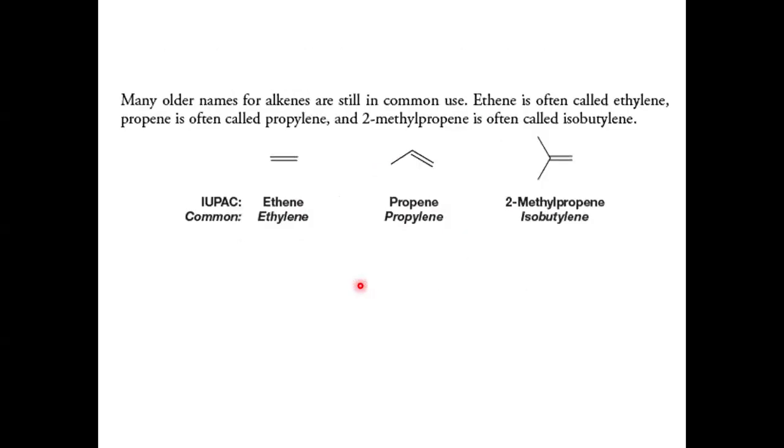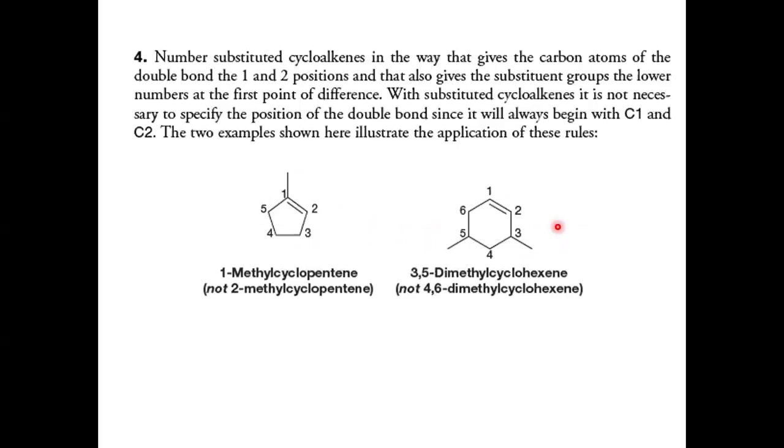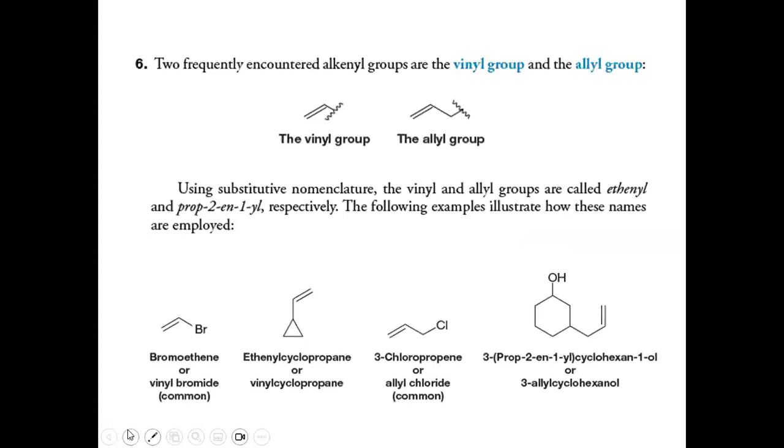Many older names for alkenes are still in common use, so we have to remember them. Like ethene, the common name is ethylene, propene is propylene, and 2-methylpropene is isobutylene. If you are dealing with a number of substituents in cycloalkenes, you always have to go for the lowest locant. Just be familiar with the alkyl groups having the double bond, for example, the vinyl and the allyl group.